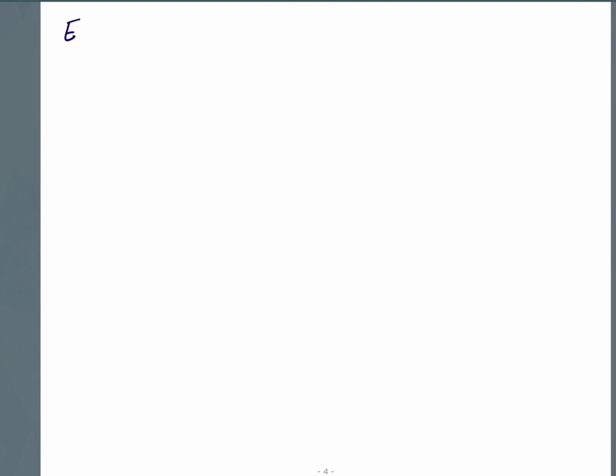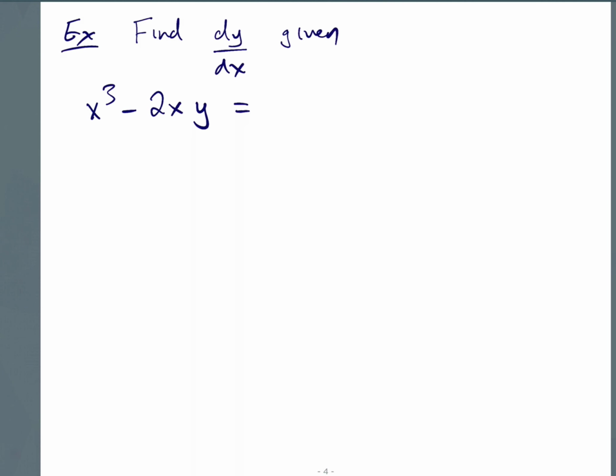Let's do a little bit more complicated one. Let's say we want dy over dx again. How about we have x cubed minus 2xy equals sine of y. Well, let's throw a squared in there just for good measure.